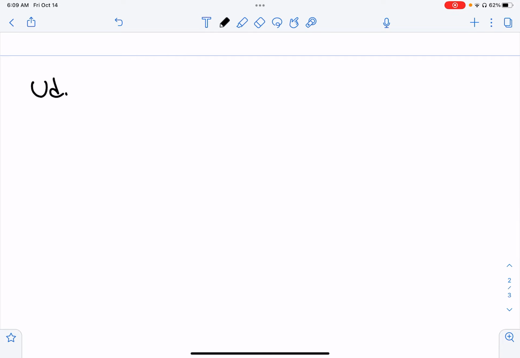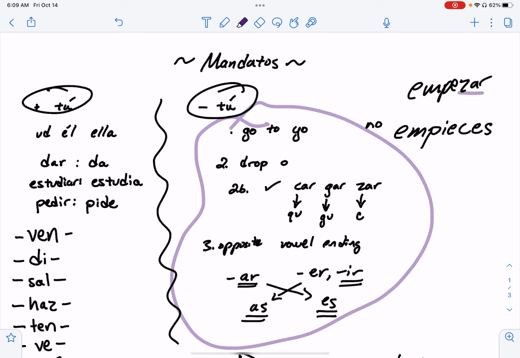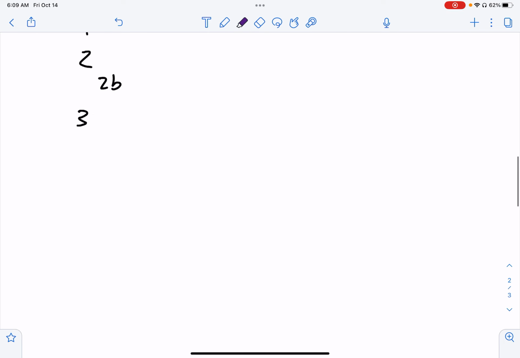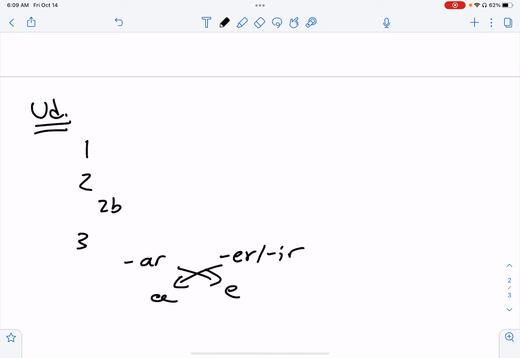Usted commands borrow the same rules. Go to yo, drop the o, check for cargarzar, and add the opposite vowel. But since it's an usted, you can basically just use the rule from tú commands. But when you get to step 3, it won't be AR goes to es, it'll just be AR goes to e. And ER and IR won't go to as, they'll just go to a.